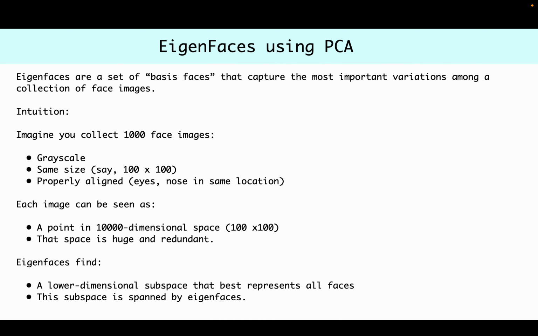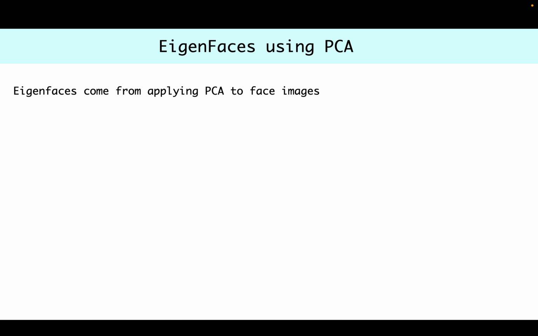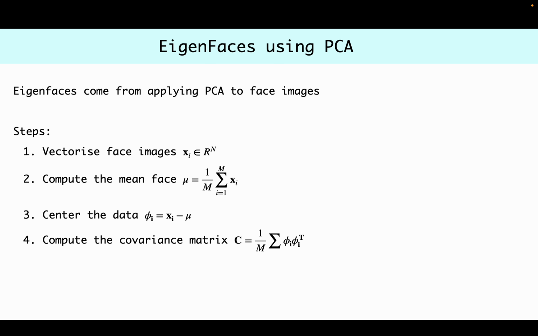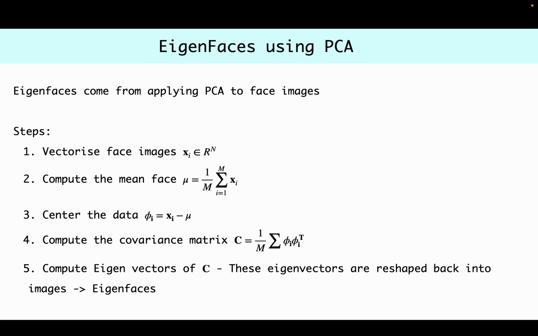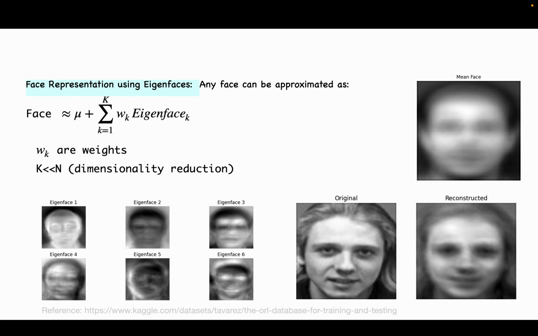So let us see it. We already know the steps involved in computation of PCA, which is to compute the mean, center around the mean, compute the covariance matrix, and compute the eigenvectors which correspond to the eigenfaces. So all these images which are listed here are the eigenfaces. This is the mean face and this is the eigenface.